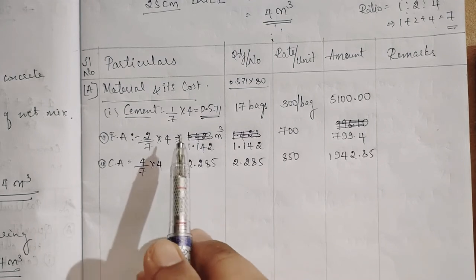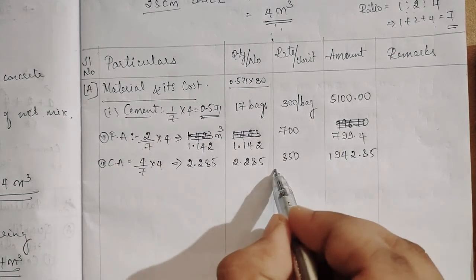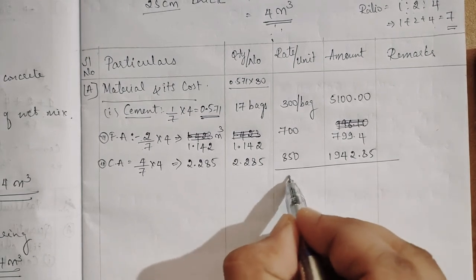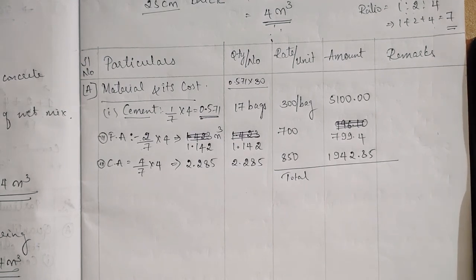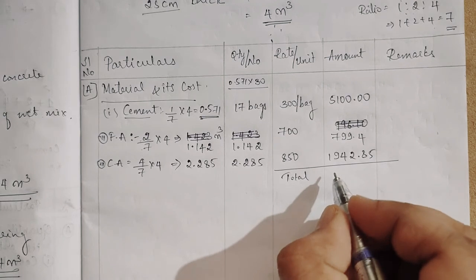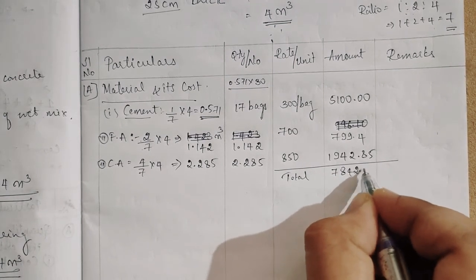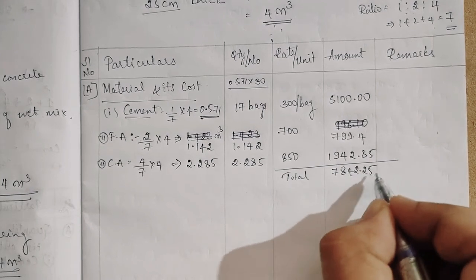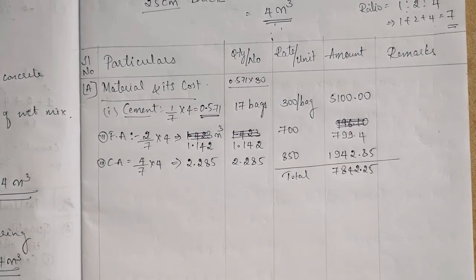So this is the material which we require: cement, fine aggregate, coarse aggregate. Now let us make the total for our reference, because we have to add every time. That is 7842.25. So this is the total amount for the materials.